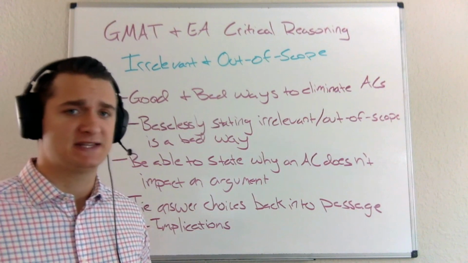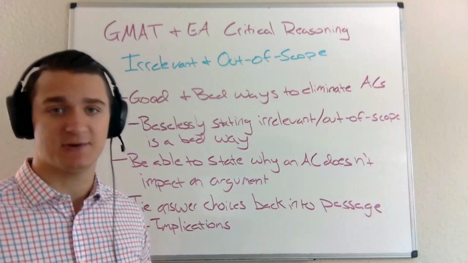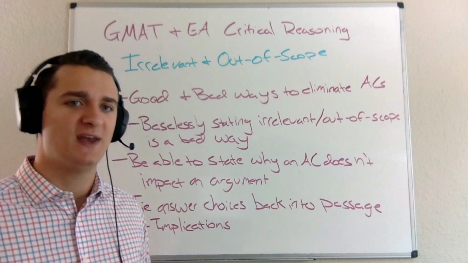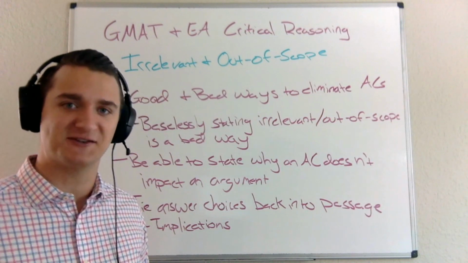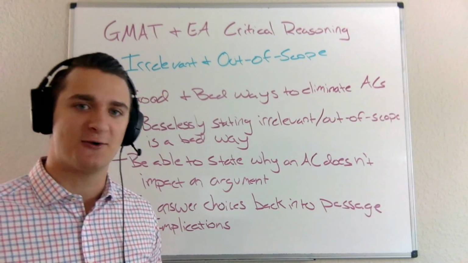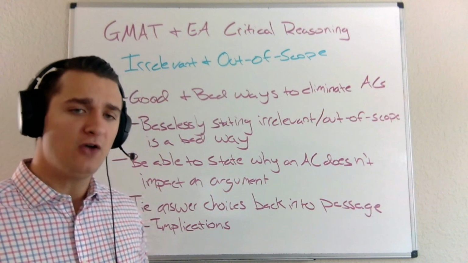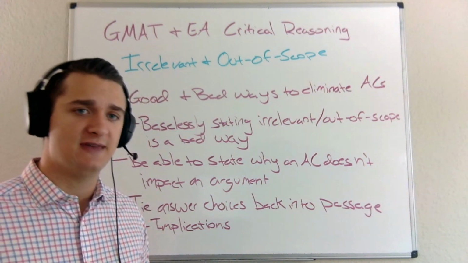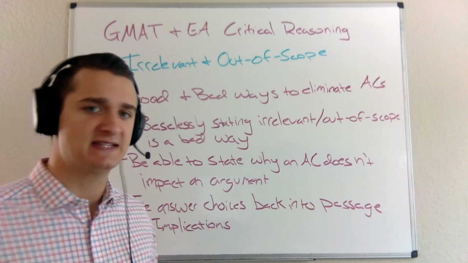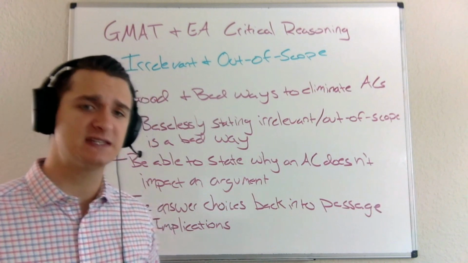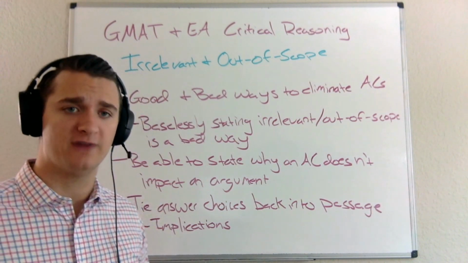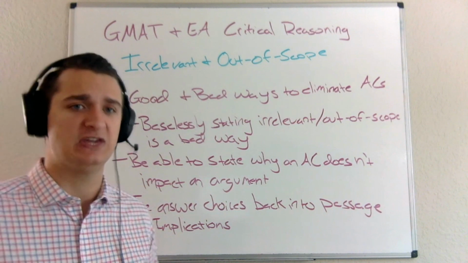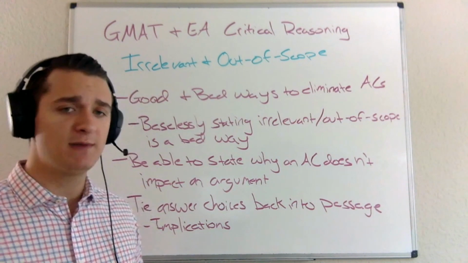One reason why is it's really easy just to say, well, that's irrelevant, that's out of scope, when it's not actually irrelevant or out of scope. So we also encourage students that if you're going to say something is irrelevant or out of scope, because it's not unheard of that an answer choice would not have a huge impact on an argument, you want to be able to state why.